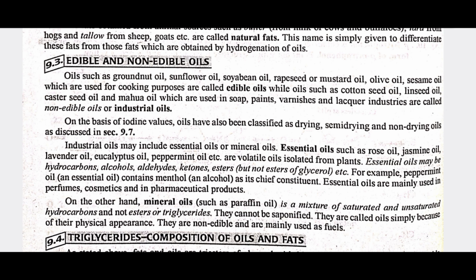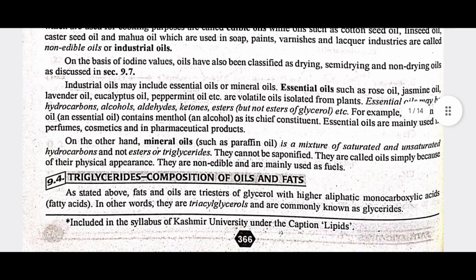Essential oils such as rose oil, jasmine oil, lavender oil, peppermint oil, etc. are volatile oils isolated from plants. Essential oils may be hydrocarbons, alcohols, aldehydes, ketones, etc. For example, peppermint oil contains menthol as its chief constituent. Essential oils are mainly used in perfumes, cosmetics, and in pharmaceutical products.